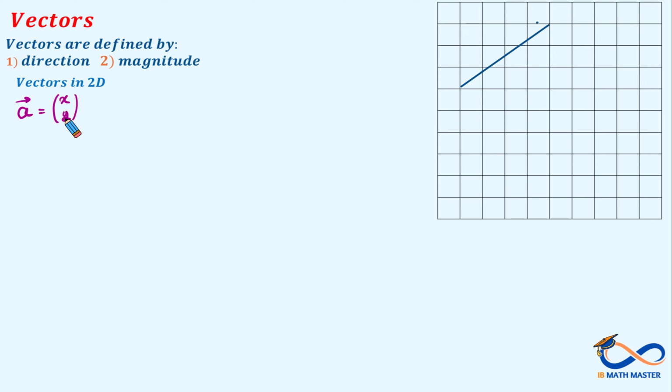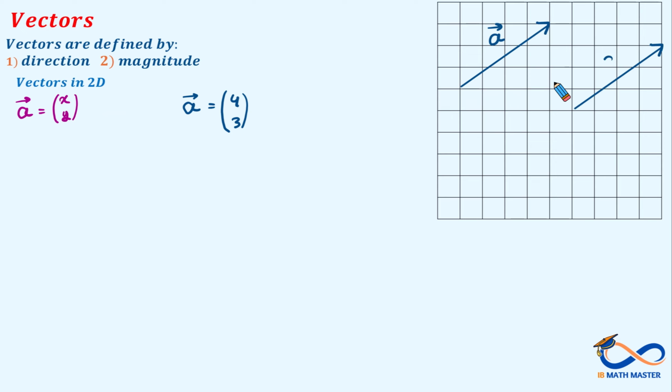Here we have an example. Here we have vector A, as we see. Horizontally we have a length of 4 units, and vertically we have 3. So that's why we can write the vector like this, (4, 3). Here x is equal to 4 because we have 4 units horizontally, and y is 3 vertically.